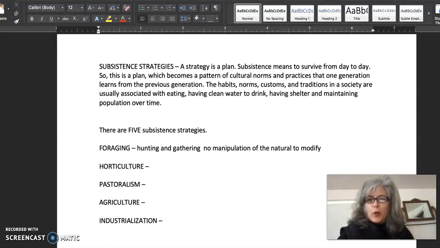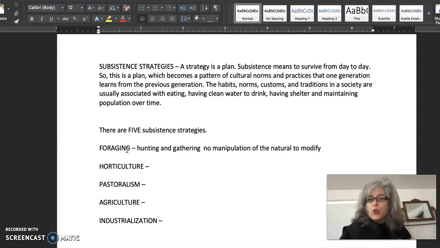Okay, so let's pick up with where we left off, talking about foraging and horticulture and pastoralism. These are subsistence strategies. Remember, they are survival plans. But when you have very small populations and a subsistence strategy such as foraging that does not manipulate the environment so that unnatural amounts of food are produced, you keep your population intentionally low.